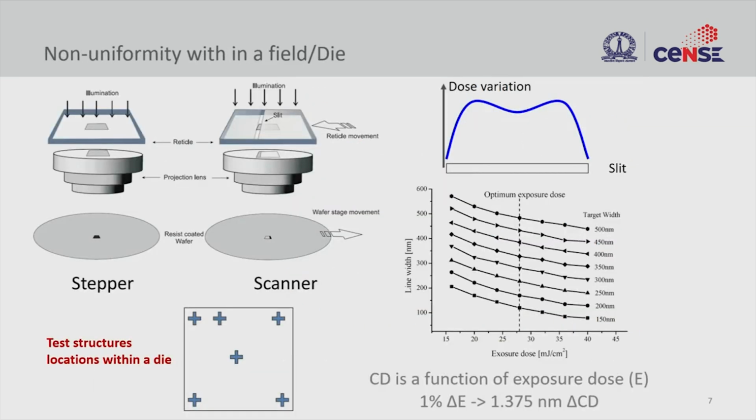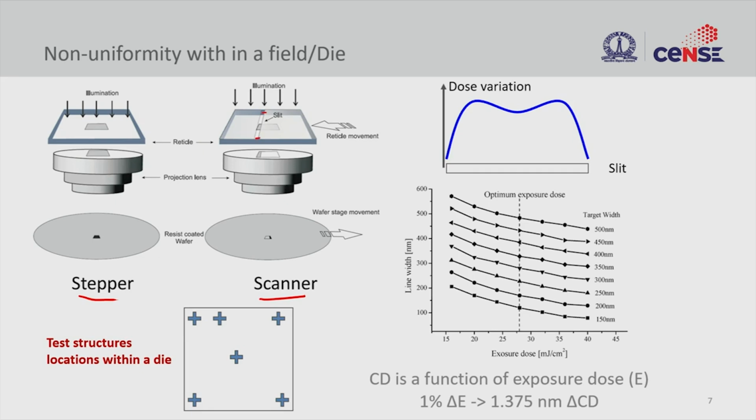And the next thing is again related to litho, exposure itself, right? So we know when you change the exposure dose, your line width changes. So let's look at the stepper and scanner example. In the illumination option, if it is a stepper, you have a flood illumination of your structure, but in a scanner you have a thin slit, right, that is illuminating.